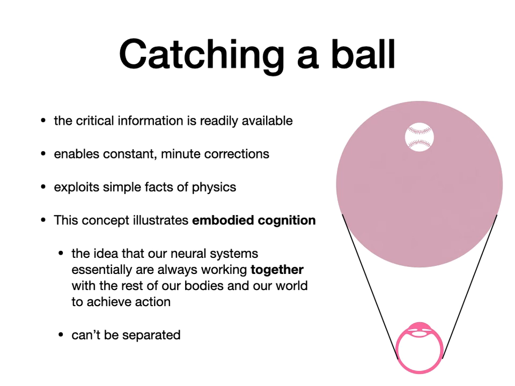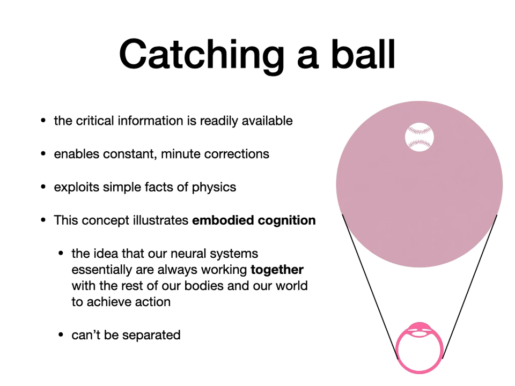So this helps to illustrate embodied cognition. The idea that your neural systems are always working together with the rest of your body and the world to achieve action. And they really shouldn't be separated. Because if you separate them, if you say, how would a brain process the physics simulation needed to, then you are getting at a question that is non-real, right? The brain is never separated from the body in that way. Or we hope it's not. Jeez. So, yes, that's the idea. So we can keep going with this.